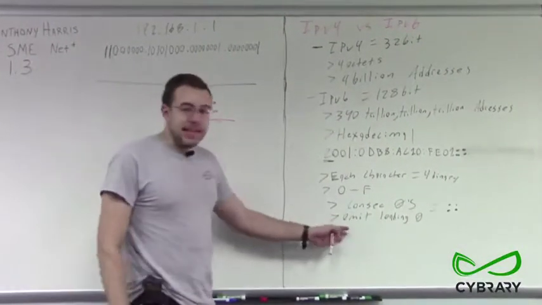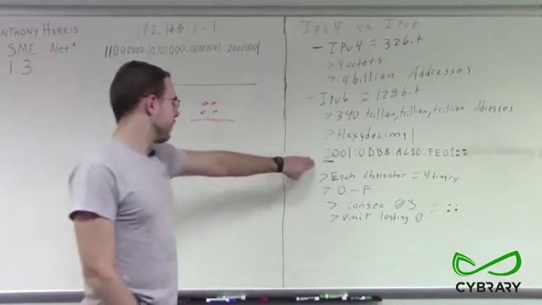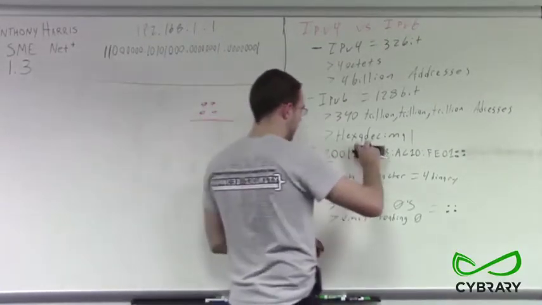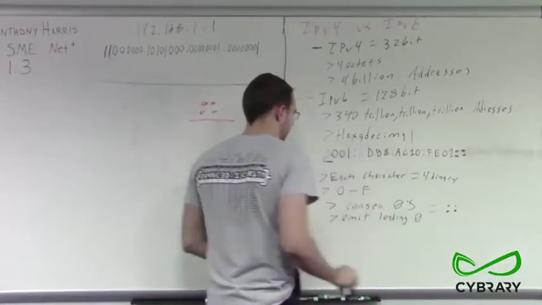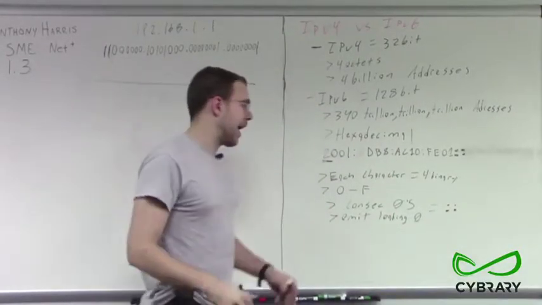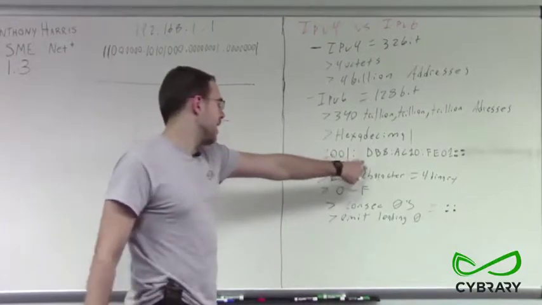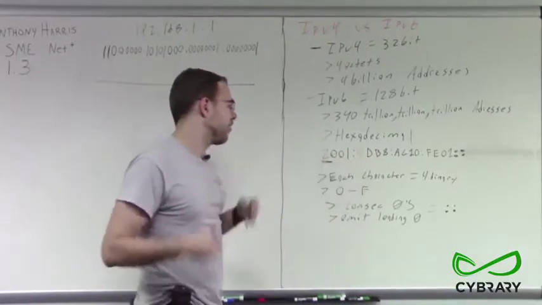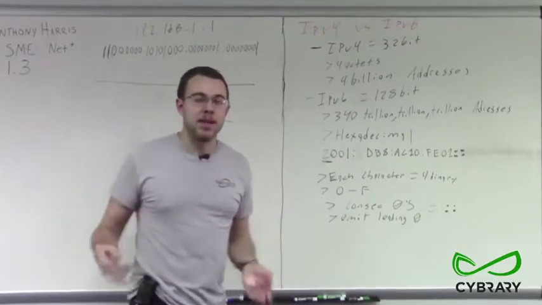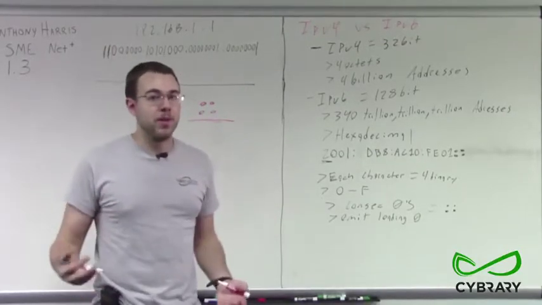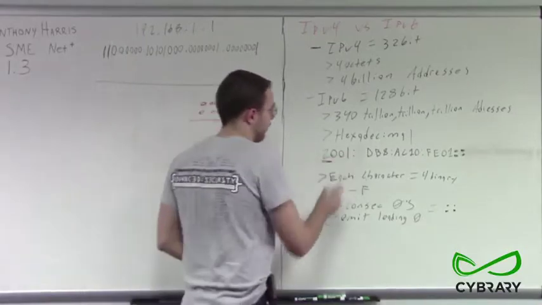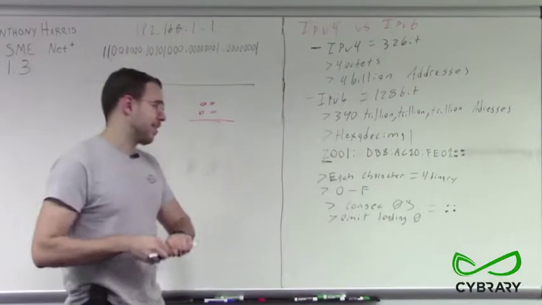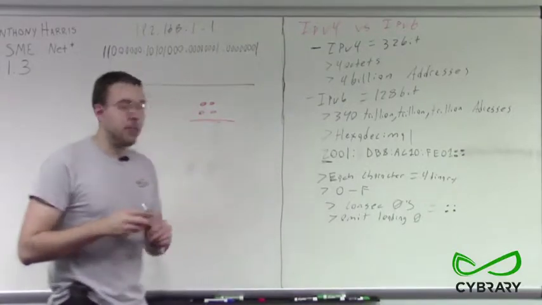Now we can also omit leading zeros. So our 0DB8, we can omit that 0. And our computer knows that, okay, I'm missing a character here in this set of 4. It must be a 0 because the only reason I'd be missing a character here is if it was a leading 0. So we can omit leading zeros. And then again, we can replace clusters of zeros with that double colon.